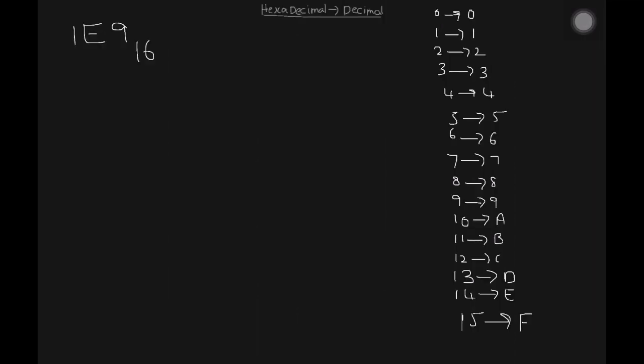Now I'm going to show you how to convert from hexadecimal to decimal. This is a hexadecimal number, and I want to convert this number into a decimal number. E means 14, as we know here. So the digits are 1, 14, 9.